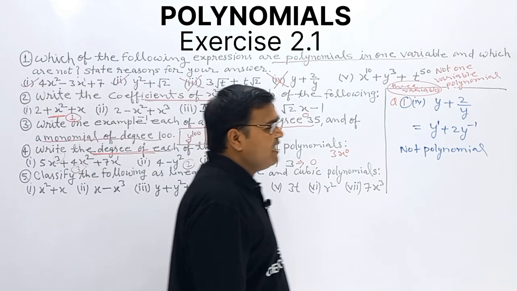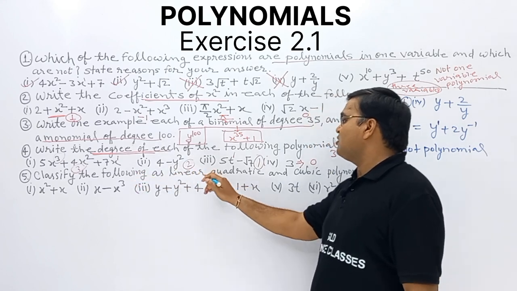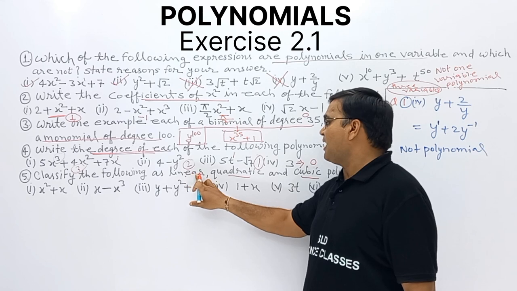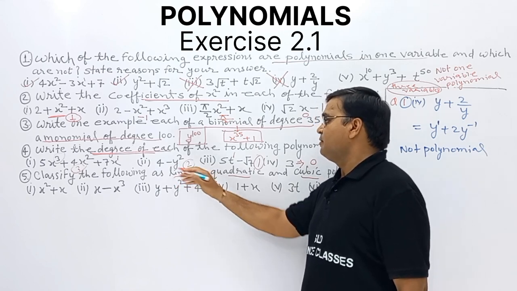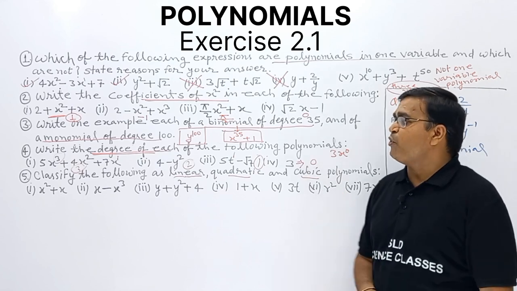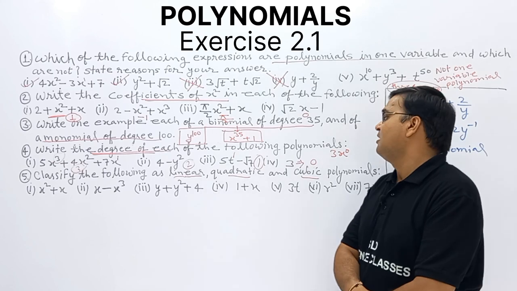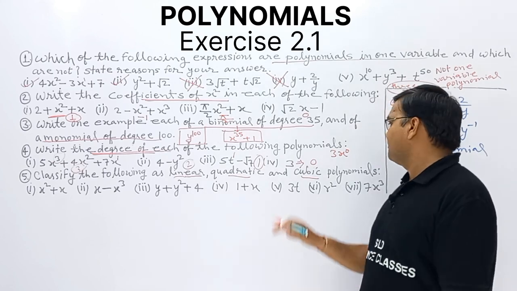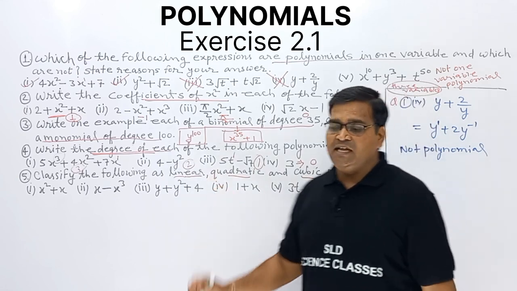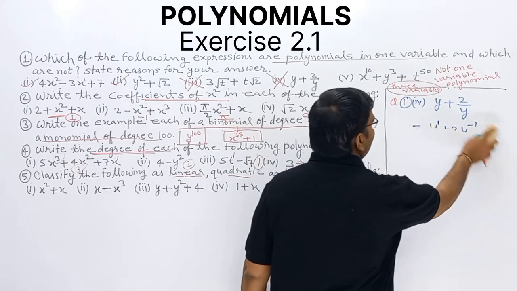Now the last one. Classify the following as linear, quadratic and cubic. We want to classify the following polynomials. In question number 5 we have 7 polynomials. We want to find which one is linear, which one is quadratic, and which one is cubic. So we know, I am just writing the general forms of linear, quadratic and cubic.